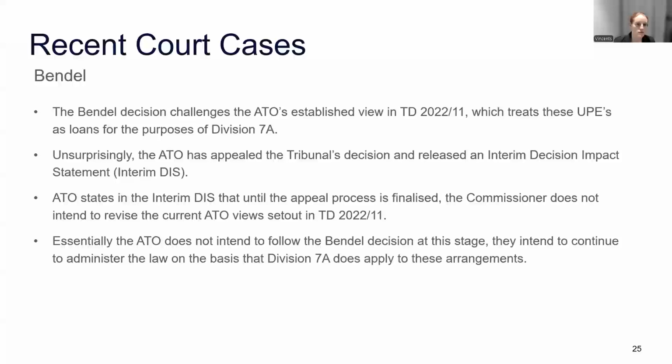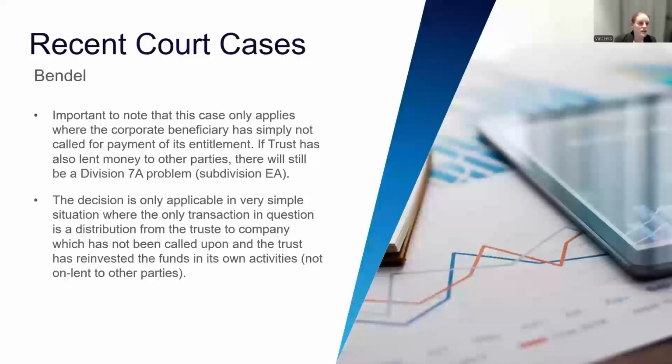So very much on that basis, definitely we still need to be treating these arrangements as Division 7A loans at this point in time. It's also important to note that this case only applies where the corporate beneficiary has not called for payment of its entitlement. If the trust has also lent money to other parties, then there will still be Division 7A implications. So that's where there's a UPE to a company, but then the trust has paid the money to other beneficiaries.